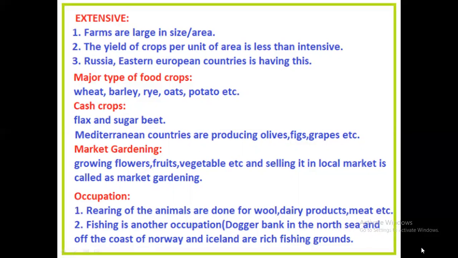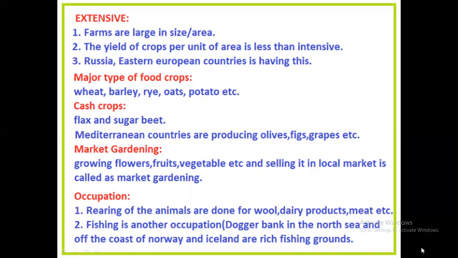Next, the yield of the crop per unit area is less as compared to that of intensive. The places where it is practiced are Russia, Eastern European countries, etc. I repeat, extensive farms are quite large in size. The crop yield per unit area is less as compared to intensive. The area where it is basically practiced is Russia, Eastern European countries, etc.